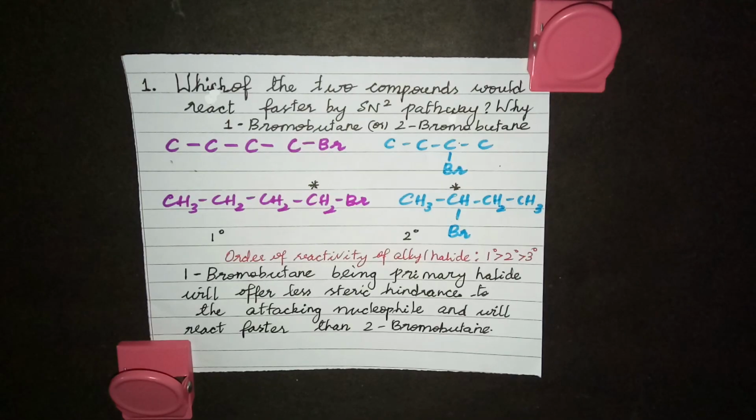See the first question. Which of the 2 compounds would react faster by SN2 pathway? Before you move on to the question, for the SN2 pathway, what is the order which will undergo reaction faster compared to primary, secondary, tertiary? Primary will undergo SN2 mechanism. So your first job is to find out whether you have primary carbon here. If you can predict that, then you can tell whether this will undergo SN2 pathway or not.